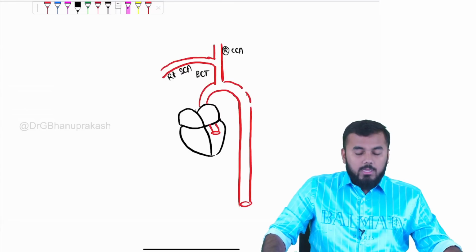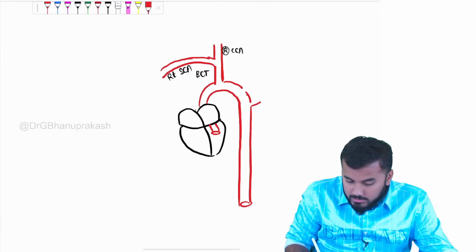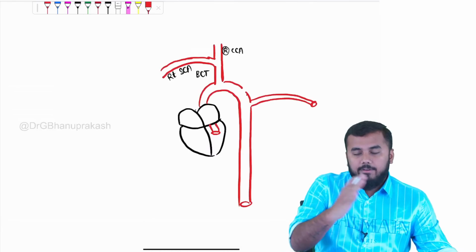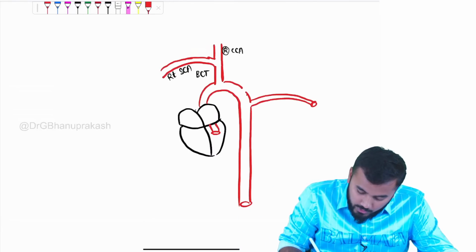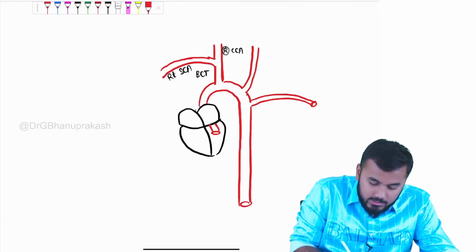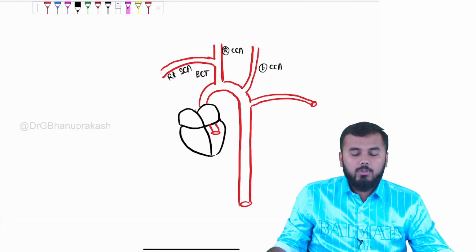Coming on to the left side also, we have got two branches. What are these two branches? This is called left subclavian artery. We have got right and we have got left subclavian artery. And next we have got common carotid artery. This is your left common carotid artery.